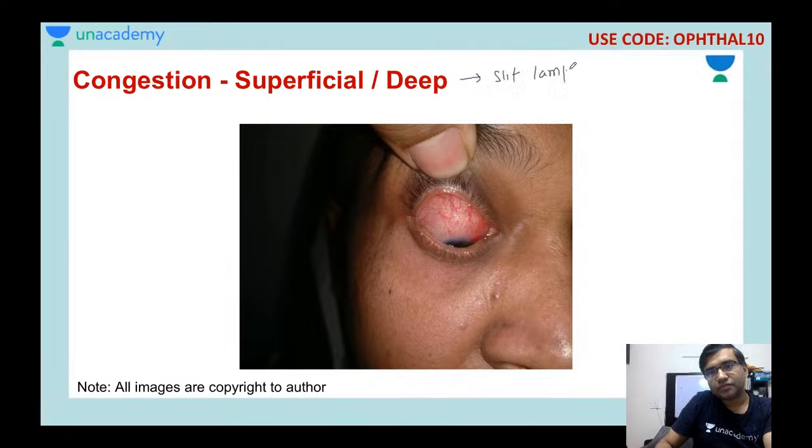So first of all, whenever you get a patient with a red eye, you have to tell whether it is a diffuse redness or a patch of redness, and then you have to tell whether it is superficial or deep with the help of the slit lamp.